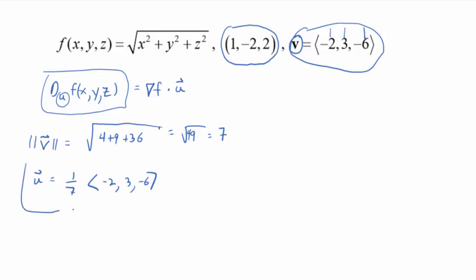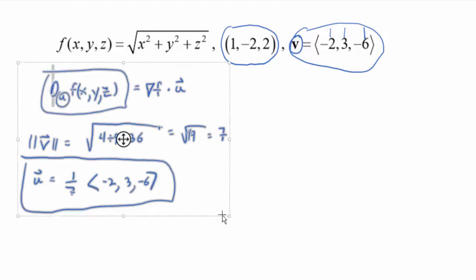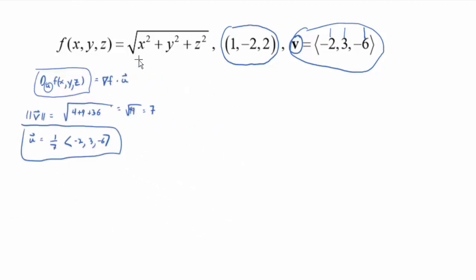And then I'm done. So, okay, I'm going to need this, circle this. And then, del f, I need the partials. I'm only going to have to take one partial here, and I can figure out what the others are based on some symmetry with this nice function. So I'll write them all down, but I'll show you how to think about just one of these. F is x squared plus y squared plus z squared to what power? 1/2 power. So take the derivative with respect to x. What do you get?